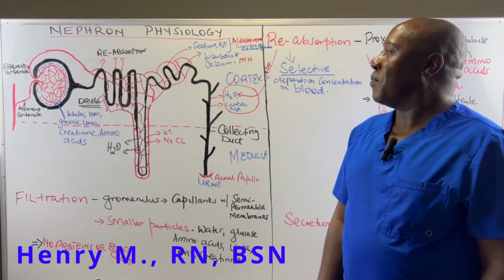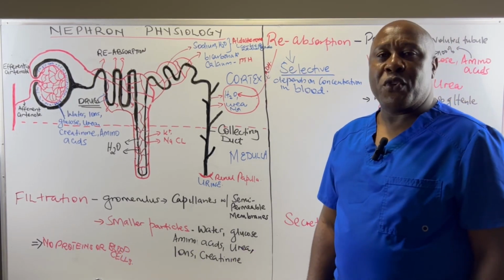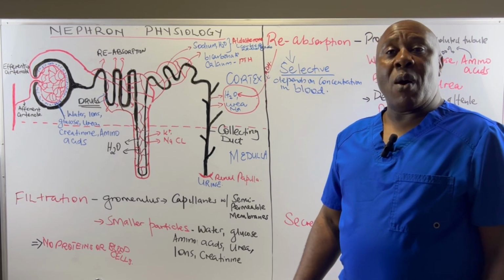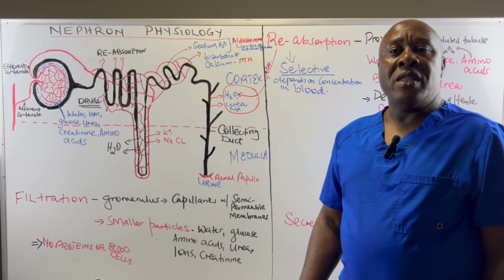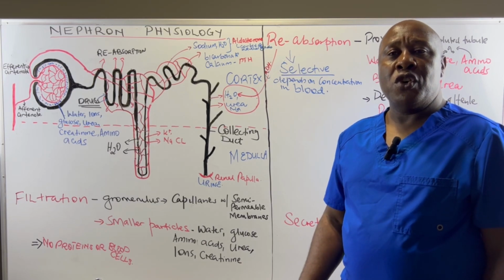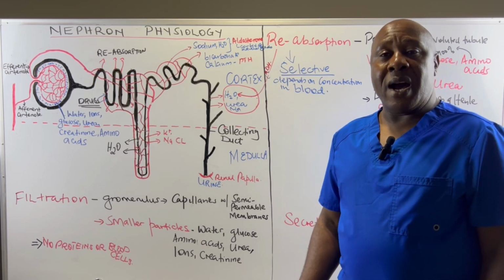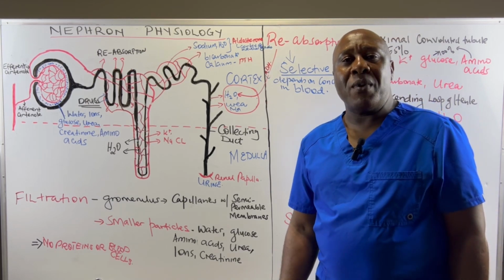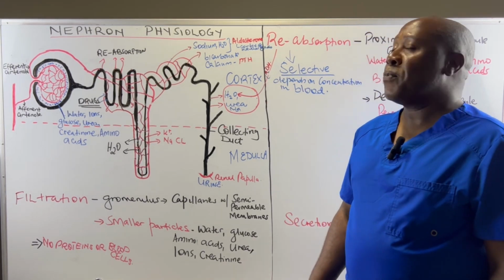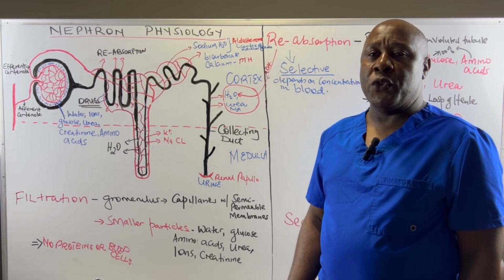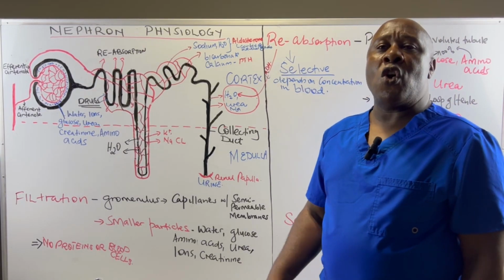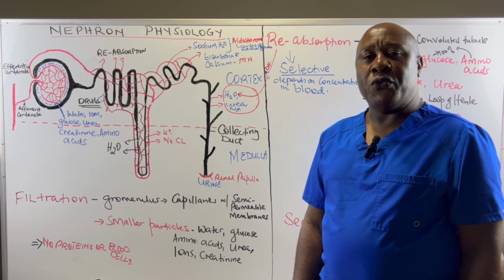In our video today, we are going to look at nephron physiology. In our previous video, we looked at the nephron and we said the nephron is the major functional unit of the kidney. In other words, it is the exact place in the kidney where processes take place to result in the formation of urine. So I request you to go and review that video.